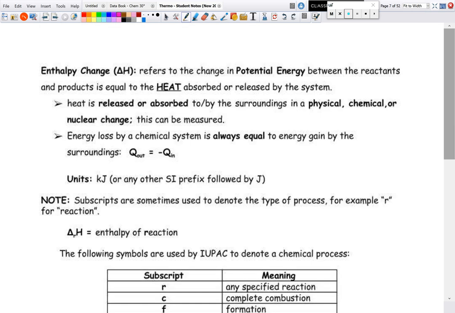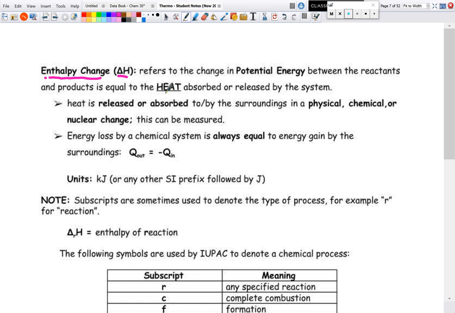And that is where we're going to look at enthalpy change, which we're going to refer to as delta H. So this refers to the changes in potential energy, because all a chemical reaction is, is that we're changing potential energy. We're breaking bonds and forming new bonds. So that is how we're going to get around this. We're going to look at the change when we do a reaction.